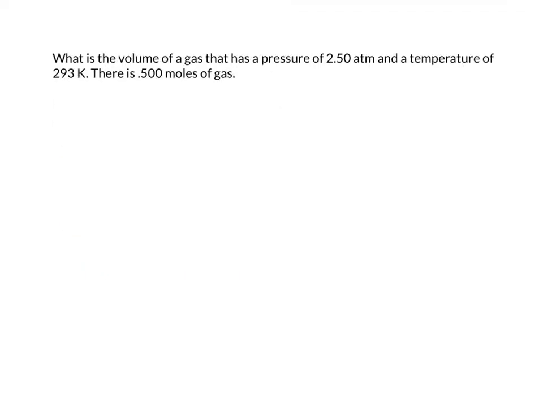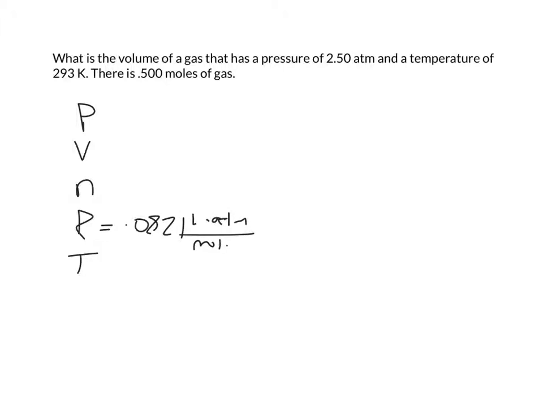Now I'm going to take you through 2 examples of solving with the ideal gas law. The first thing I always like to do, just like I did in combined gas law problems, is set up my variables. Now, this is not the same as the combined gas law, because I'm going to set up the ideal gas law variables: pressure, volume, number of moles, R constant, and temperature. And right away I can put 0.0821 liters times atmospheres over moles times Kelvin into the R constant.